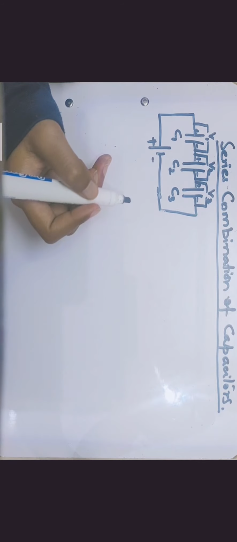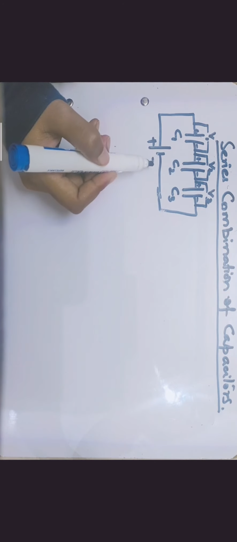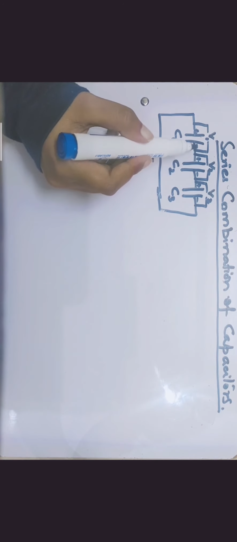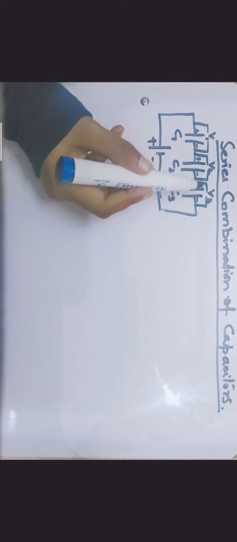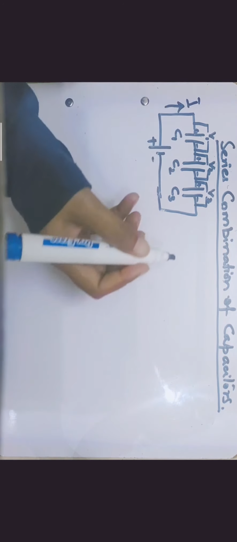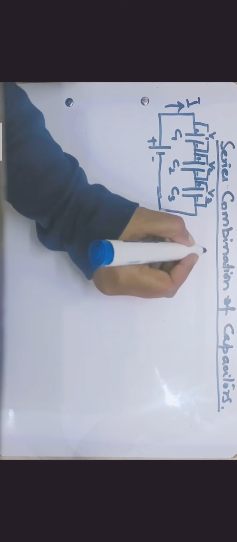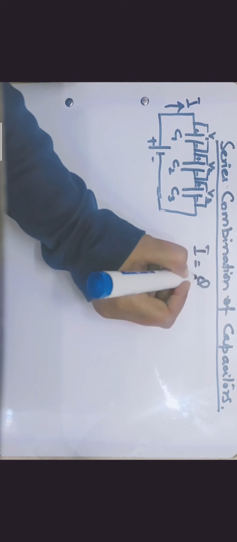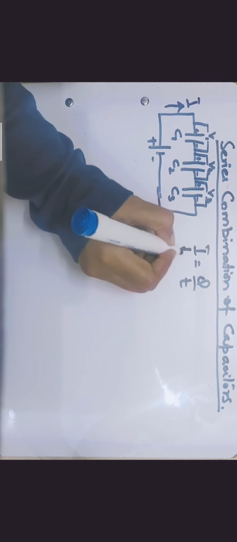Assalamu alaikum students. Today we will discuss the combination of capacitors, and firstly we have the series combination of capacitors. It is a combination in which all the capacitors are connected in series such that their alternate plates are connected to each other, and we have also joined them with a voltage battery source, and a current I is flowing through them. I is equal to Q by t.